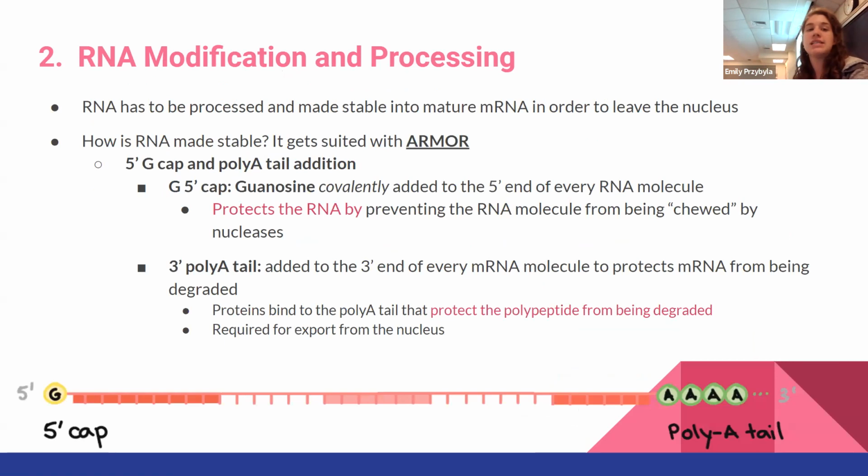Then we have RNA modification and processing. RNA has to be processed to be made into a more stable mRNA. So how do we make it stable? We get it suited with armor. I will admit I did not make this slide. We have our 5' cap and our poly A tail. Your 5' cap is guanosine covalently added to the 5' end, so a bunch of Gs, which is why it's called the G cap. It protects the RNA because now it can't be chewed up by nucleases. And then the poly A tail is on the 3' end, and it protects the mRNA from being degraded. As you can probably imagine, the poly A tail is a bunch of A's. So that protects from degradation, and it's required for export from the nucleus, or it gets degraded.